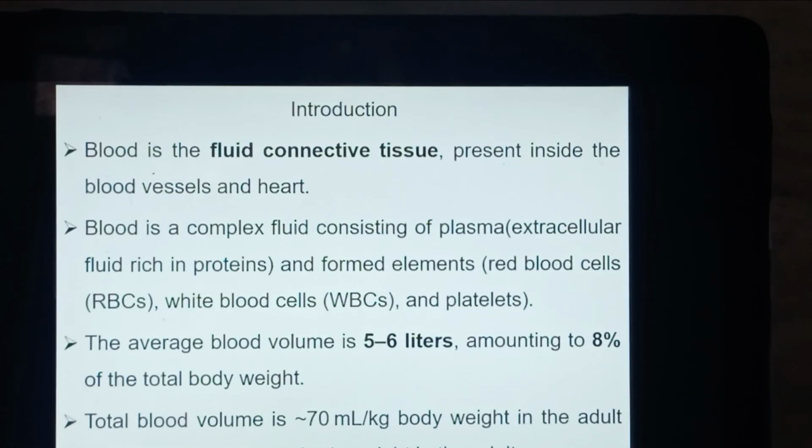So normally average blood volume in humans is around 5 to 6 liters, which is roughly 8% of the total body weight. Now total blood volume with respect to body weight is 70 ml per kg of body weight in an adult woman and it is 80 ml per kg of body weight in an adult man.